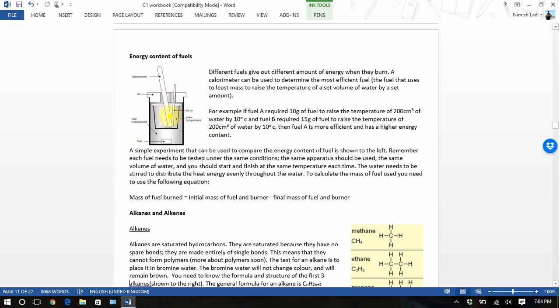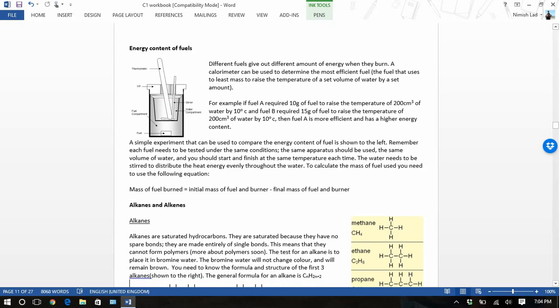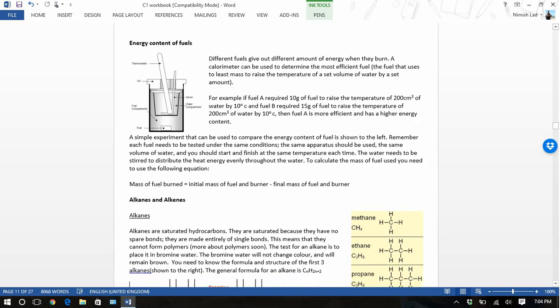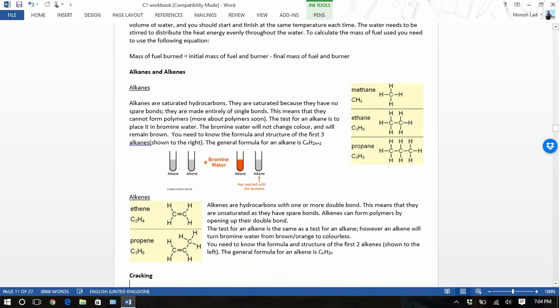The only thing you've got to watch for is that not all of that heat energy from the flame will go directly to this cup. Some will be lost to the surroundings. It's always the initial mass of that fuel burner, take away the final mass of that fuel burner, to tell you how much has actually been lost.